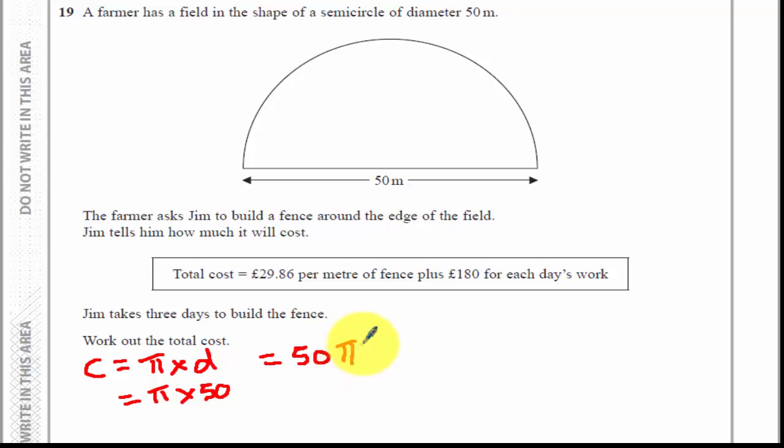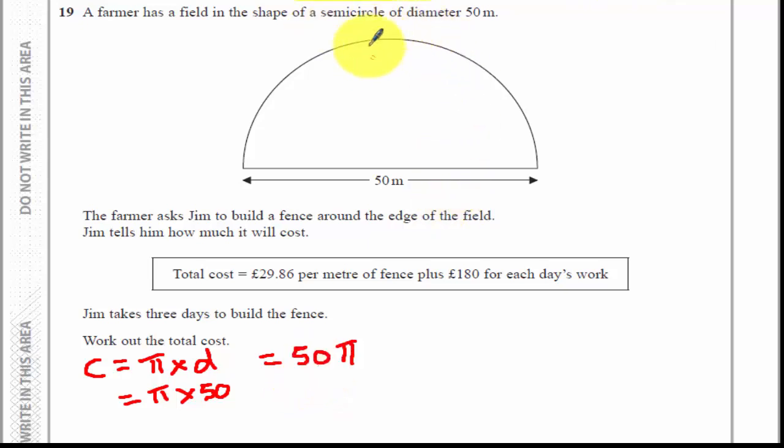If you do the sum on your calculator, it will probably give you the answer as 50 pi. That is an exact answer. What I don't want to do at the moment is start rounding, because I'll bring a little bit of error in, which may make a difference at the end. So if this was a full circle, the circumference would be 50 pi.